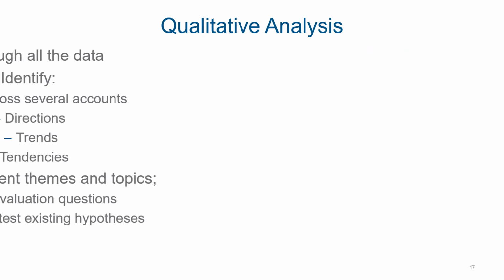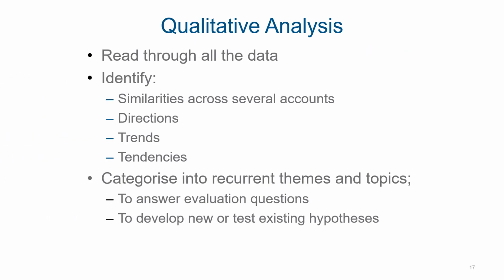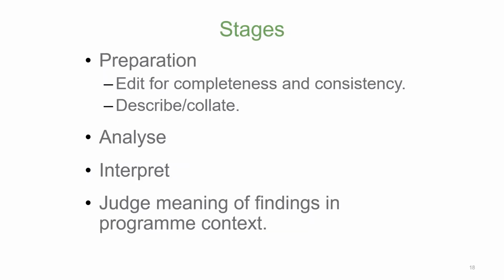In terms of qualitative information, it's a bit different. We here do not have the statistical element. So here, it's a little bit more general in the analysis process. Firstly, I would suggest you read through it. We're looking, particularly with qualitative data, at similarities across accounts, directions, trends, and consistencies. And we try to categorize our raw data into some sort of themes and topics.